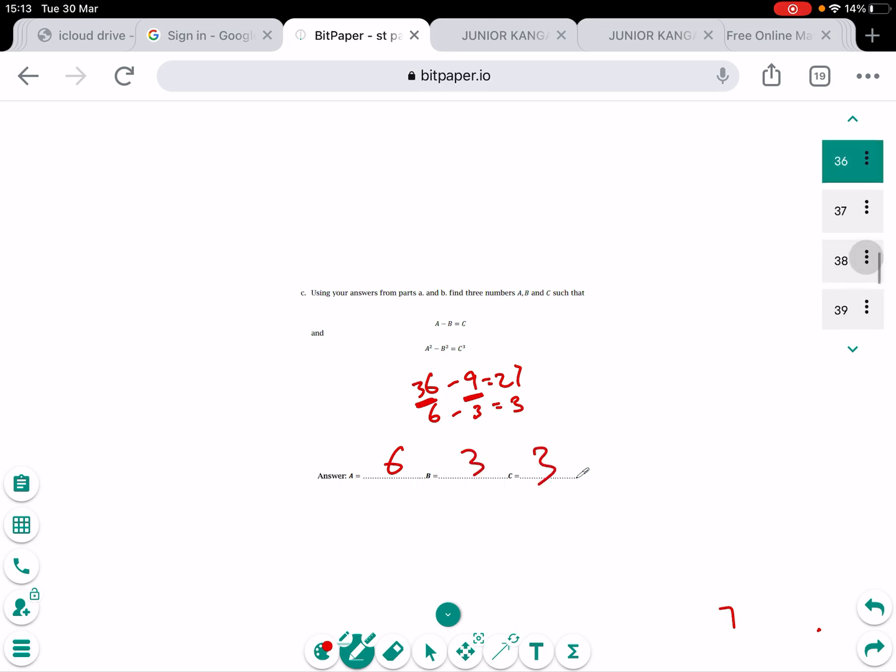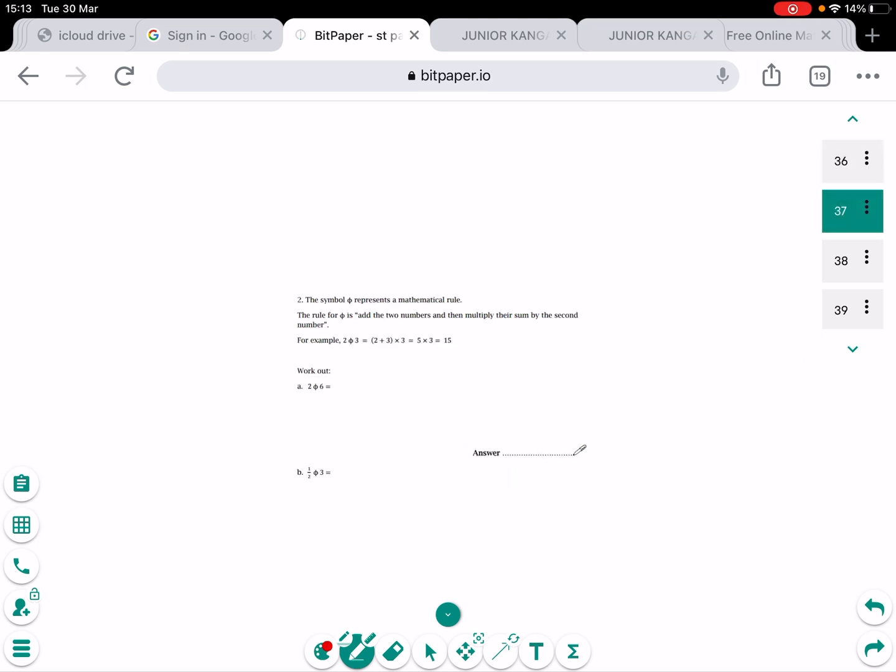Yeah, and that's our answer for this question. And please tell me if there are any other solutions, because I couldn't seem to find any else.